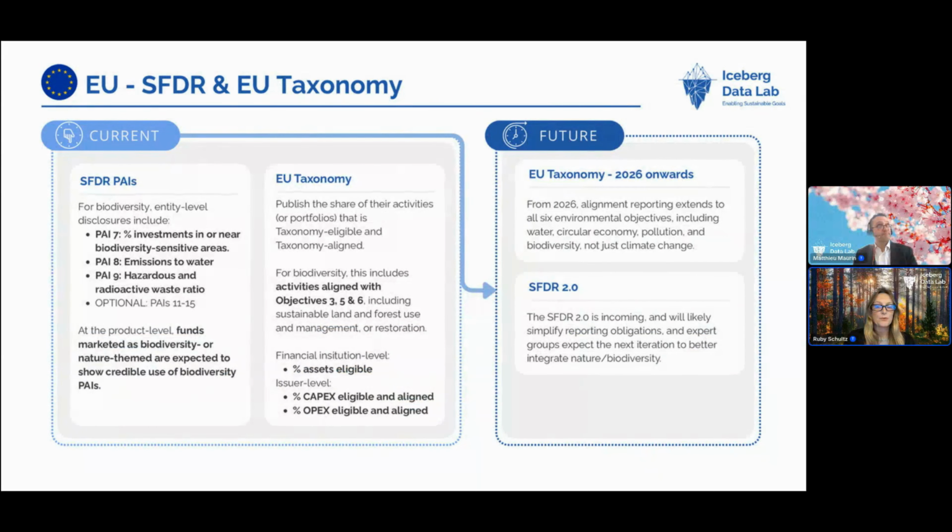So if we dive into the EU, we've got two key rules here that shape how investors report on nature: the SFDR and the EU taxonomy. The SFDR essentially sets the rules on what investors must disclose and how sustainable their products are, while the EU taxonomy is more like a rule book, the definitions that define what economic activities count as environmentally sustainable.